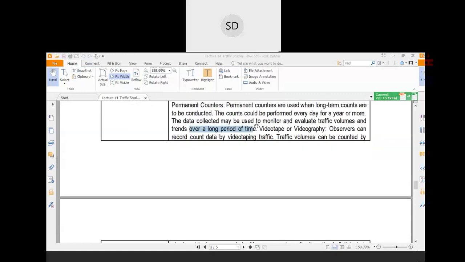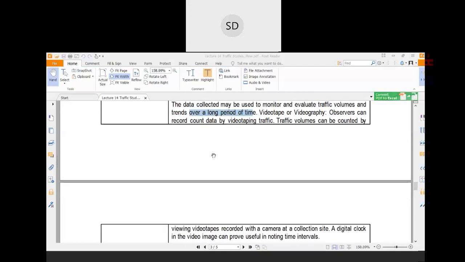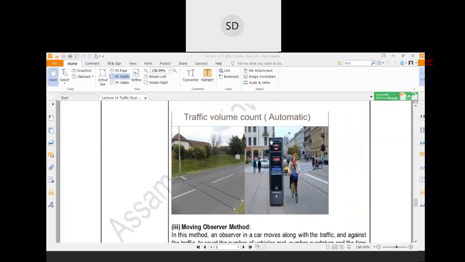Now there are different types of permanent counters. For example, this is a permanent counter. In the permanent counters, one machine will be installed over there, and whenever a vehicle crosses over there, it will automatically count the number of vehicles which cross that particular section.